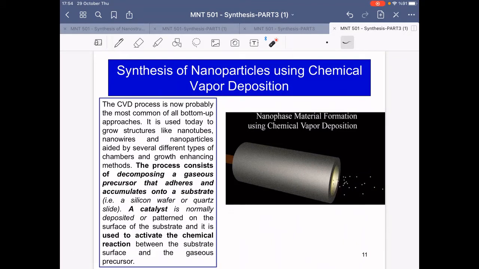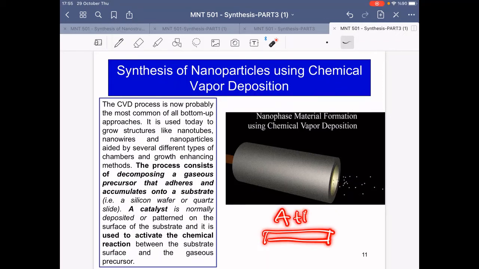It's now probably the most common of all bottom-up approaches. It's used today to grow structures like nanotubes, nanowires, nanoparticles, aided by several different types of chambers and growth enhancing methods. This process consists of decomposing a gaseous precursor that adheres and accumulates onto a substrate. It's usually a silicon wafer or quartz slide. And you need a catalyst. So this technique requires a reaction. Okay, this is important. It goes through a reaction, and the reaction product is collected on your substrate.